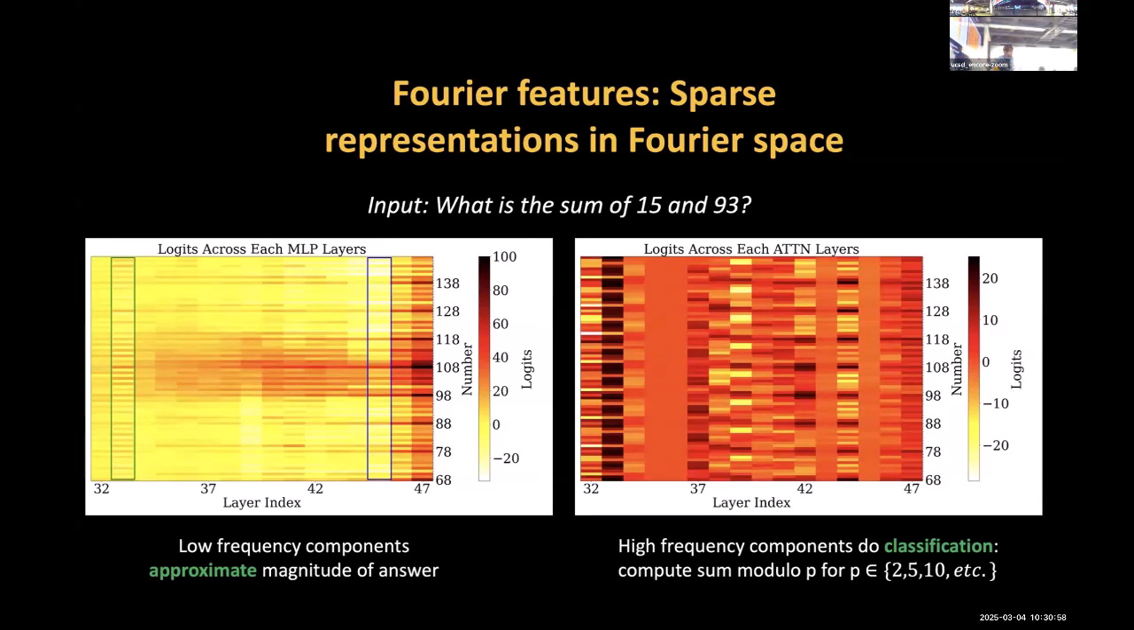And then these high frequency components do classification, basically solving addition modulo P for some P like 2, 5, 10. It gives you a much finer range of control, like whether the answer is even or odd, the last digit and things like that. And together you can get a much higher accuracy. So even though this task itself doesn't have any periodicity, it's just normal addition, it seems like the model prefers to solve it using these Fourier features.